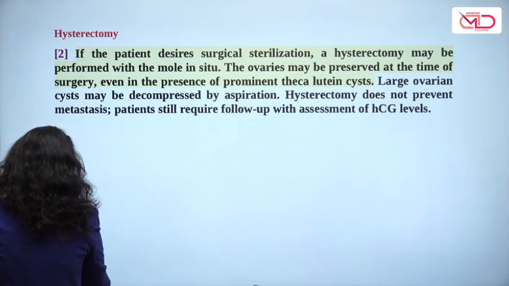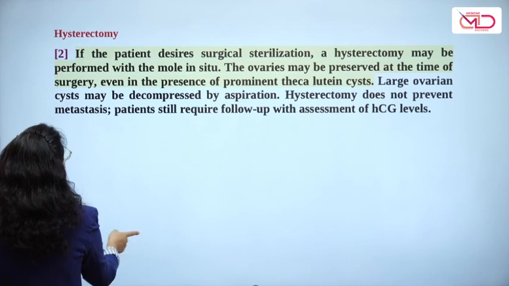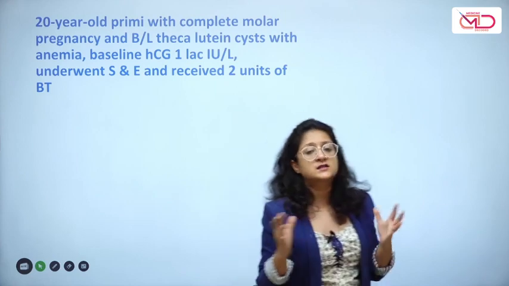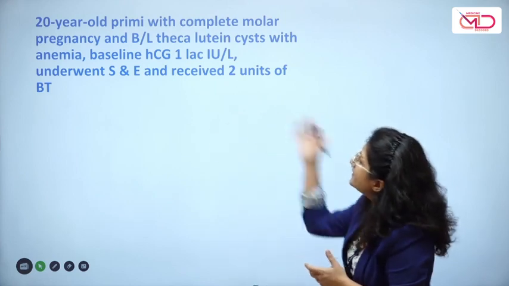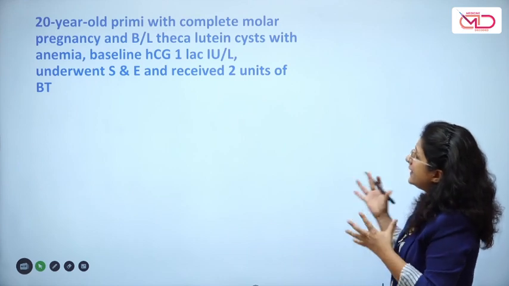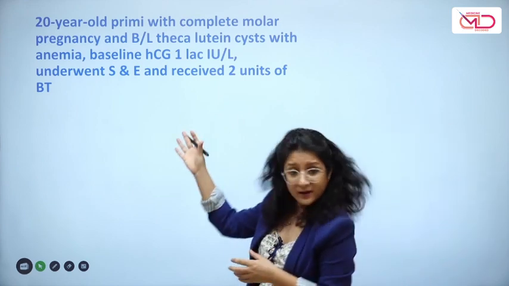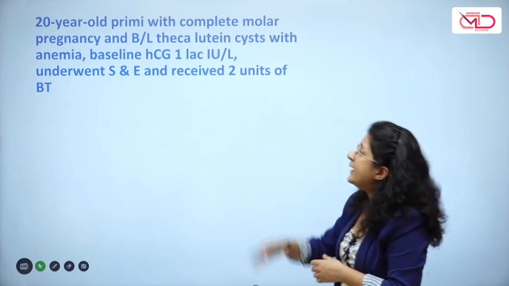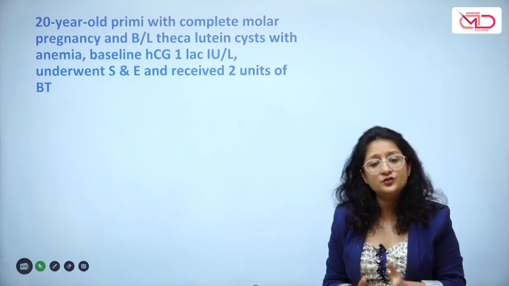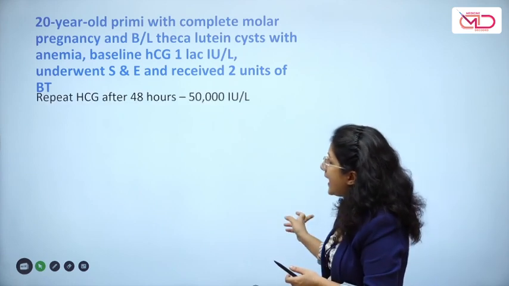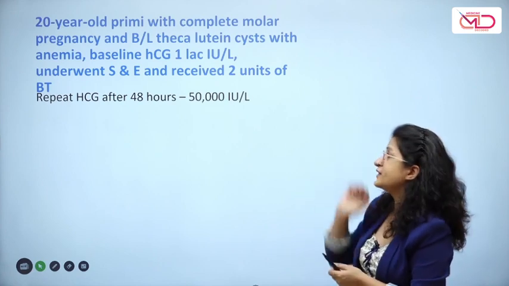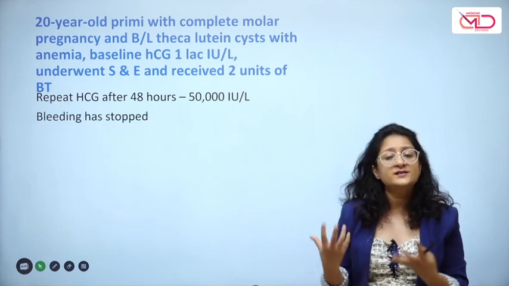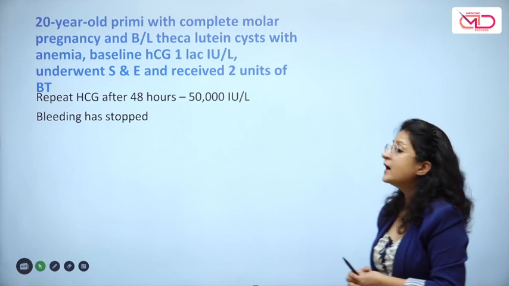Now, moving on further, let's have a look at what happened to our woman once we did the suction and evacuation. That 20-year-old primi with a complete molar pregnancy, bilateral theca lutein cysts and anemia, that was the diagnosis, right? Remember, her Hb was 8, a baseline HCG level of 1 lakh, she underwent suction and evacuation, received 2 units of blood transfusion along with it, and repeat HCG after 48 hours was 50,000 international units per liter. And immediately after her evacuation, we realized that the bleeding had stopped during the observation of those 48 hours.